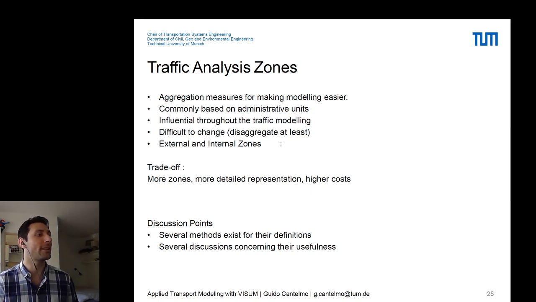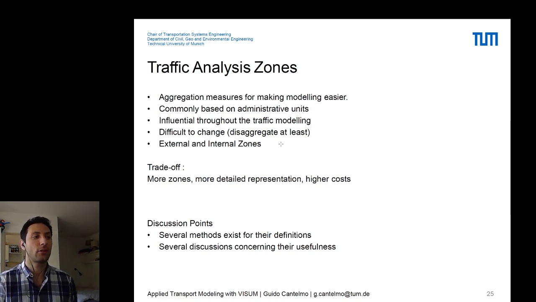If you make too many zones, say zones of 500 meters, then it's very realistic maybe in terms of traffic, but it could become less realistic in terms of data. How do you understand how many people are really going to travel in those 500 meters instead of the traffic zone just next to it? So the traffic analysis zone basically defines the level of detail of your model. And it's always a trade-off. As I said, more zones is a more detailed representation, but it comes with a higher cost.